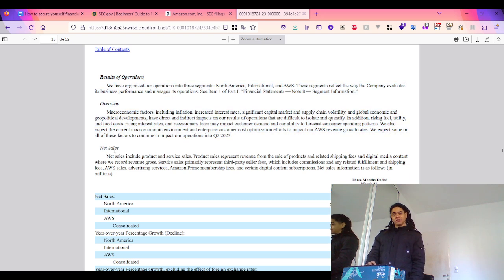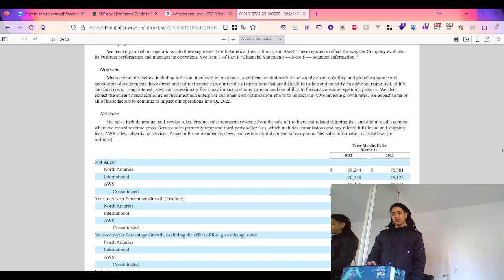And then I look at the net sales, right? So net sales include product and service sales. Product sales represent revenue from the sale of products and related shipping fees and digital media content where we record revenue gross. Service sales primarily represent third-party seller fees, which include commissions and any related fulfillment and shipping fees, AWS sales, advertising services, Amazon Prime membership fees, and certain digital content subscriptions. Net sales information is as follows, in millions.